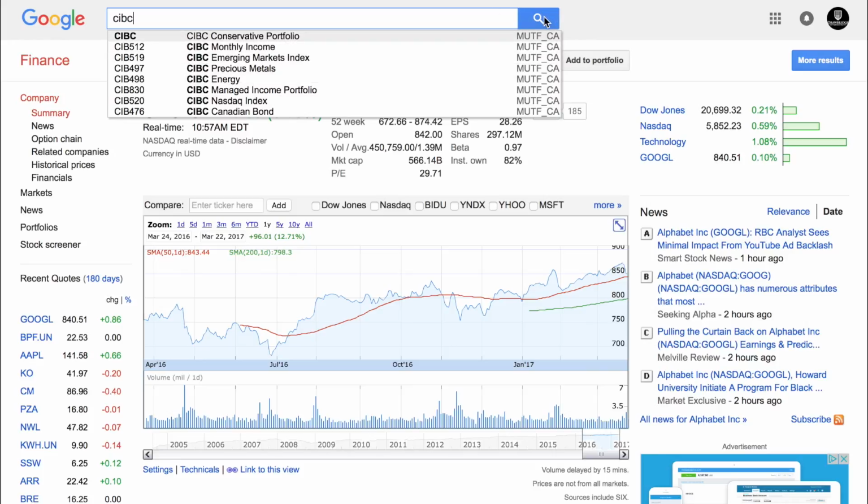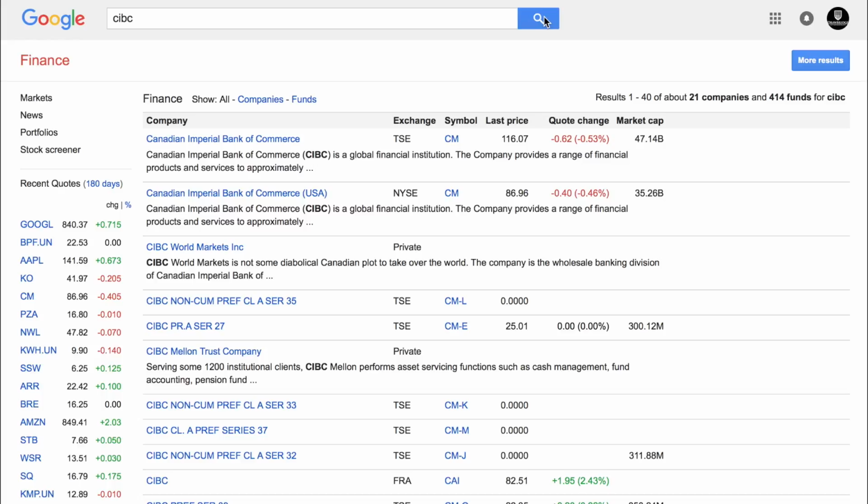When I click on the search button this time, it's going to give me a list of different stocks that are available. Here's the company stocks at the top, and you can see we've got 2 different ones. Basically, CIBC is a large company, so they have an American ticker that trades on the New York Stock Exchange, and they have a Canadian ticker which trades on the Toronto Stock Exchange. If I was Canadian, I would want to buy on the Canadian stock market, and if I was American, I would want to buy on the American stock market.